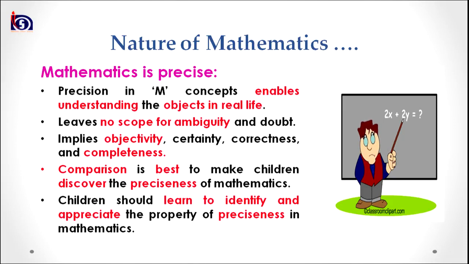Preciseness can be best learned by using comparison as a method with our children. Children should learn to identify and appreciate the property of preciseness in mathematics, and it is the responsibility of a teacher to make his or her children learn to identify and appreciate the properties of preciseness in mathematics. Now, moving towards the 4 characteristics in the nature of mathematics.